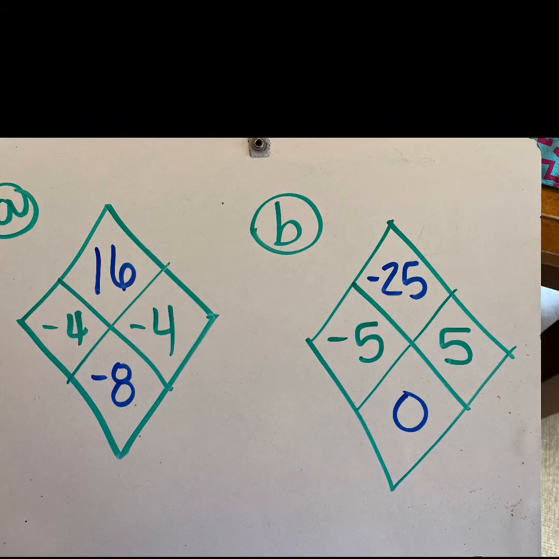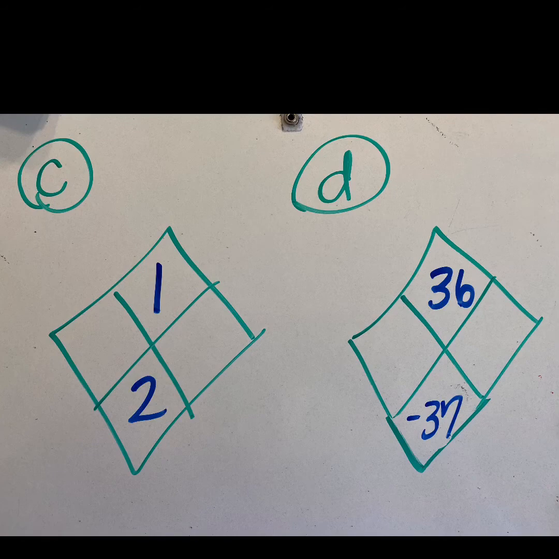Here are your solutions. The two numbers that make a product of a positive 16 and a sum of negative 8 would be negative 4 and negative 4. The two numbers that multiply together to get a negative 25 but add together to get 0 would be negative 5 and positive 5. Here are our last two problems, C and D. Go ahead and copy those down, give them a try, and then click unpause when you're ready to check.